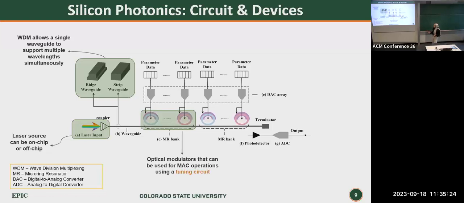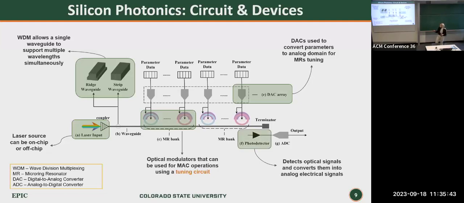Our main optical devices are the micro-ring resonators, or MR for short. These are optical modulators that can be used to perform the MAC and other operations as well using a tuning circuit. Then we have the DAC arrays that convert the parameter data to analog signals to tune the MR devices. Photodetectors then are able to detect the optical signals and convert them to analog values, which are then converted to the digital domain using ADCs.